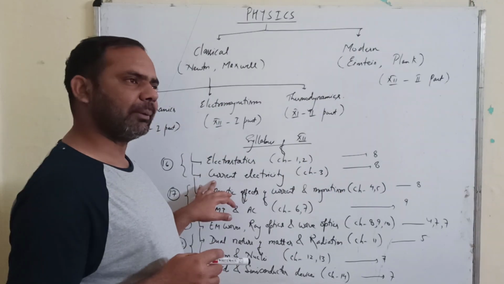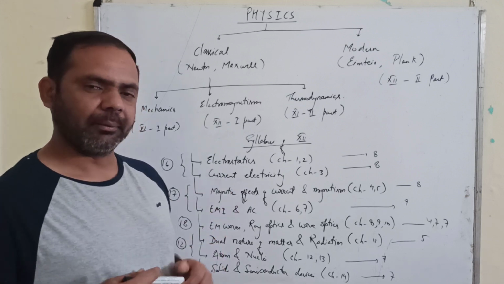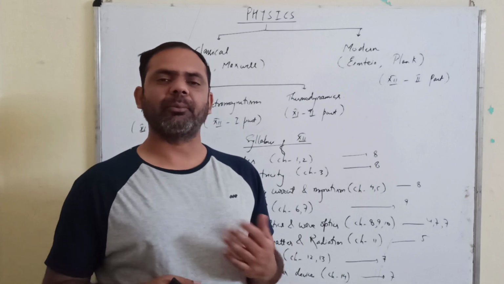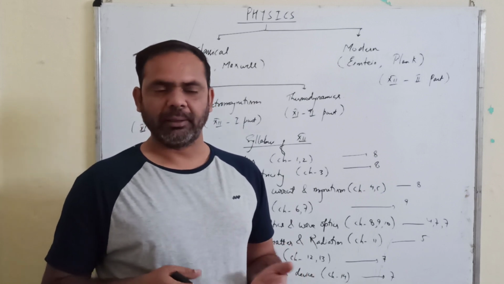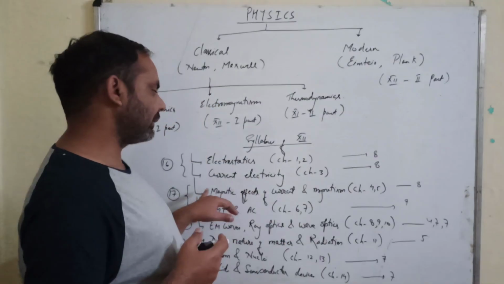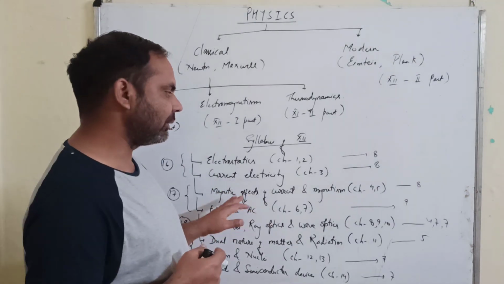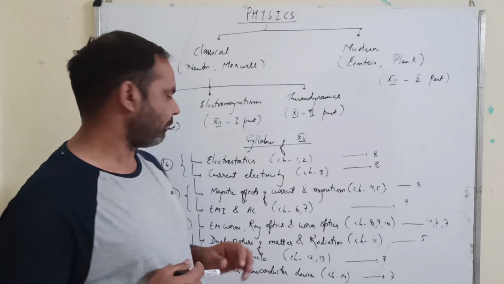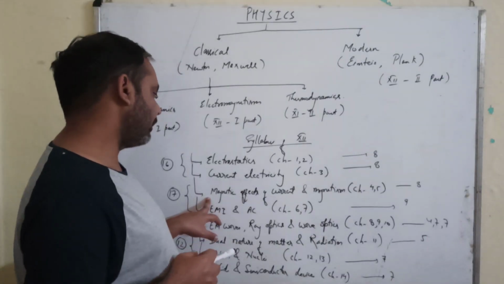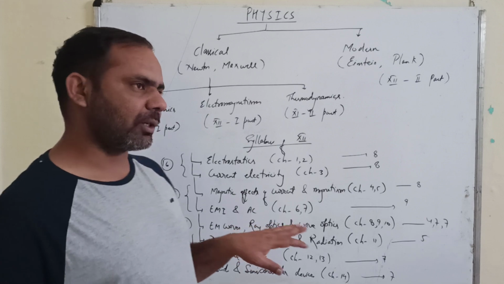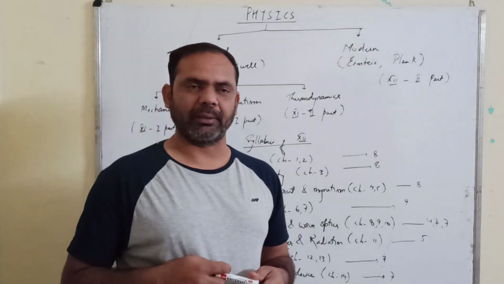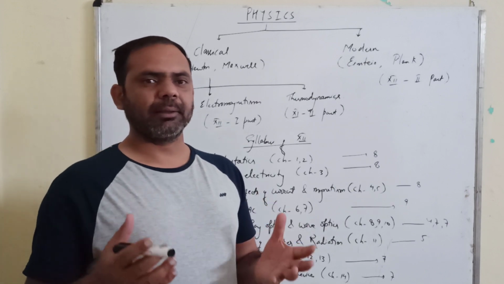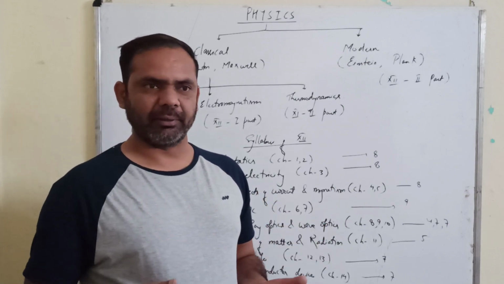Now the third chapter is about current electricity. When these static charges start to flow, when they start moving, then they constitute the current. We will discuss this current electricity in chapter number 3, which will be approximately 8 marks. Now when the charges start flowing, they constitute the electric current, and they acquire some properties of creating magnetic fields.